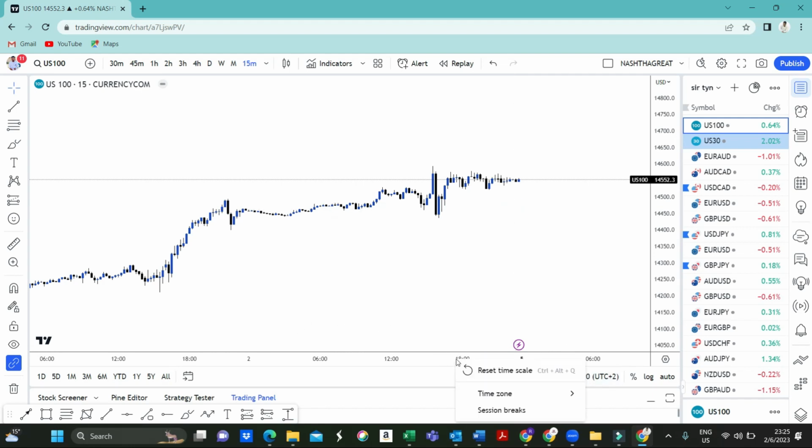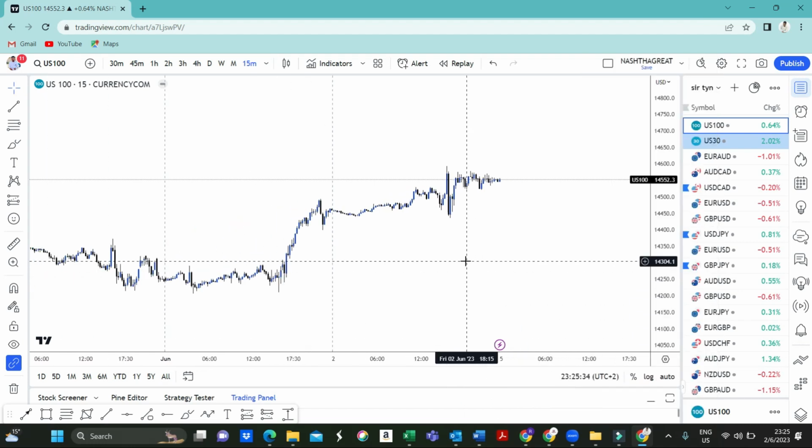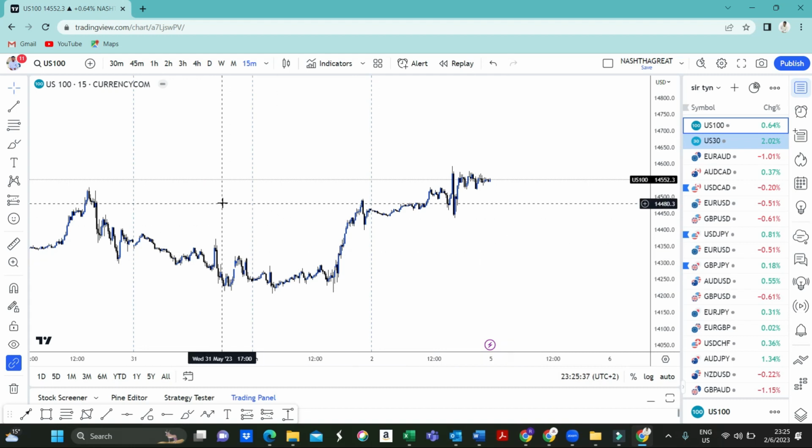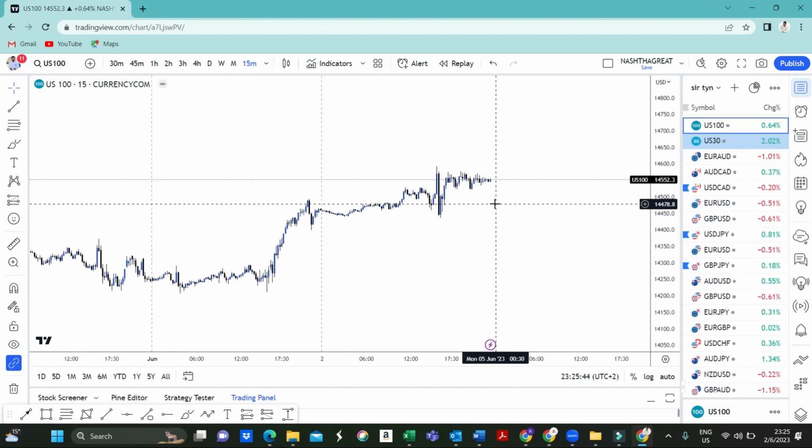Then the other thing we can add, just come here on the times that we have at the bottom there. Just add your session breaks. This option will divide your chart into days, so that you can see where your day is starting and where the day is ending. It's kind of helpful mostly on this concept, right?